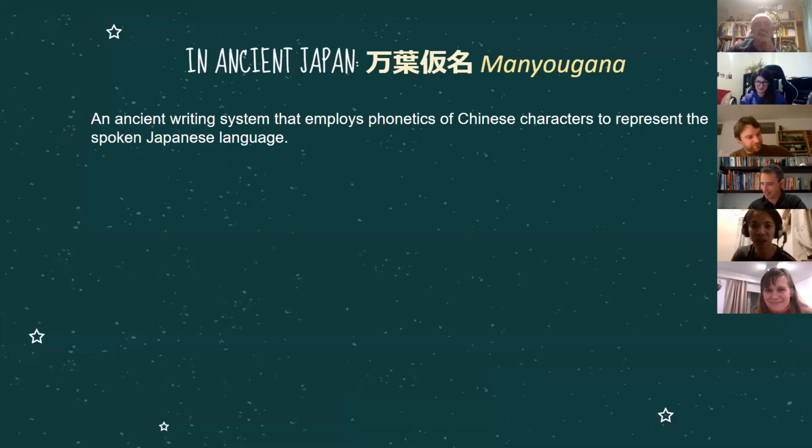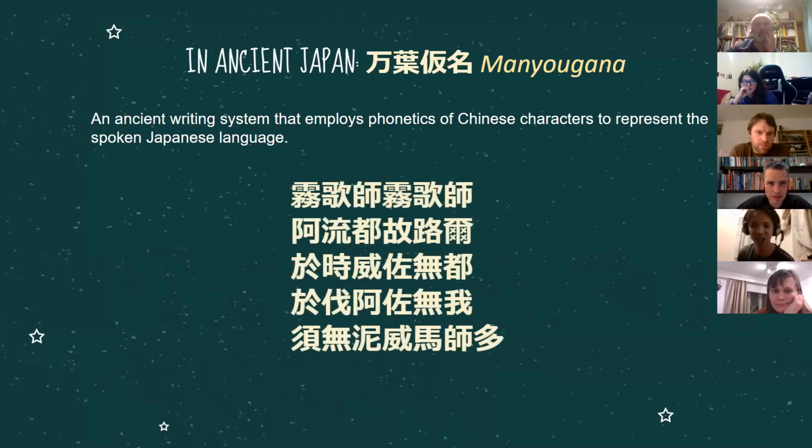So let's start with manyogana. Manyogana was an ancient writing system that employs the phonetics of Chinese characters to represent the spoken Japanese language. By the way, this was before the invention of katakana and hiragana. They would use kanji to represent every one of the Japanese syllables, like a, i, u, e, o, ka, ki, ku, ke, ko. Each one of them has a kanji for it. And a paragraph of manyogana looks like this. So how do you read this thing?